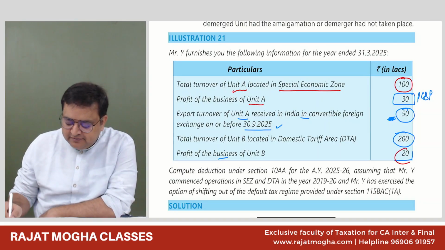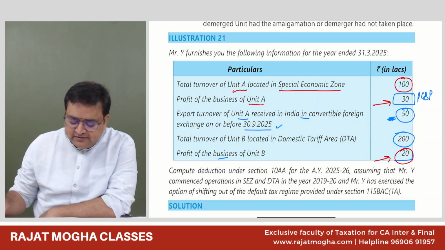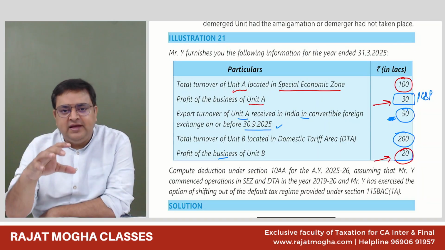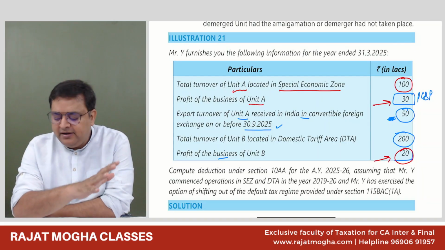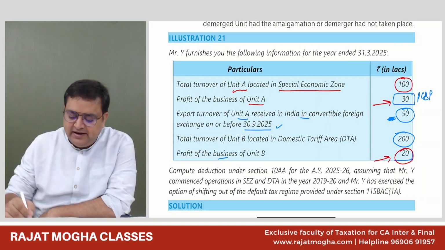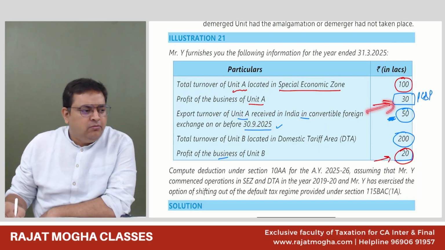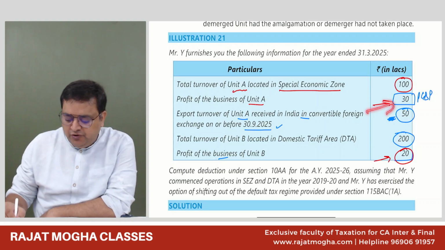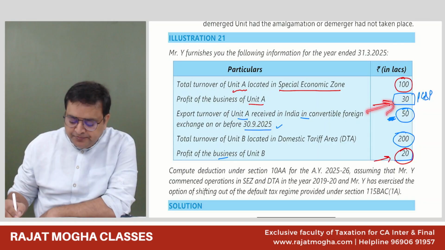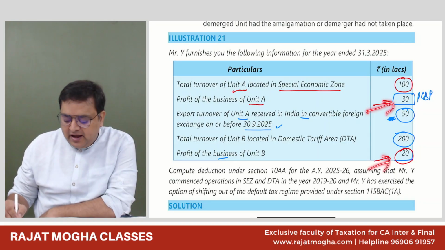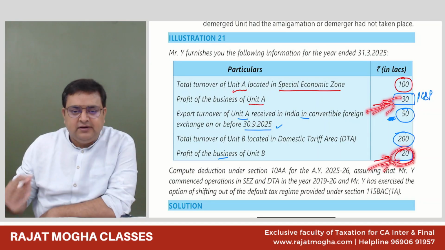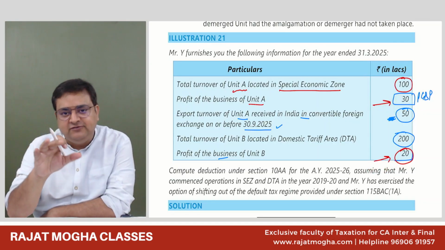So if somebody asks me what is my PGBP income, I will say that actually I have two units, unit A and unit B. Unit A is located in SEZ, from where I made 30 lakh rupees. And I have a unit in normal India, that is the domestic tariff area, wherever you open your unit which is not SEZ. I made 20 lakh from there. So 30 plus 20, PGBP income is 50.